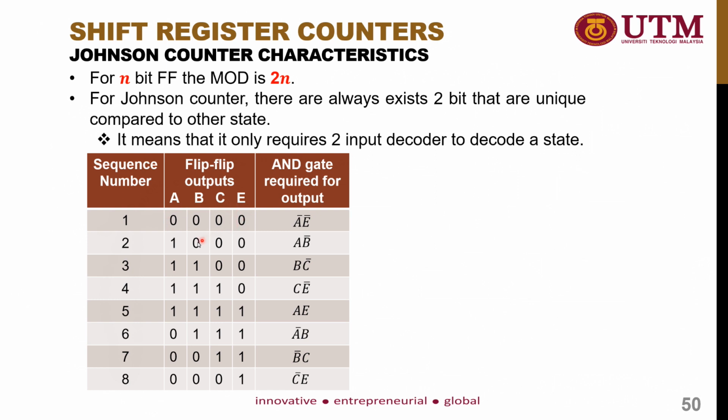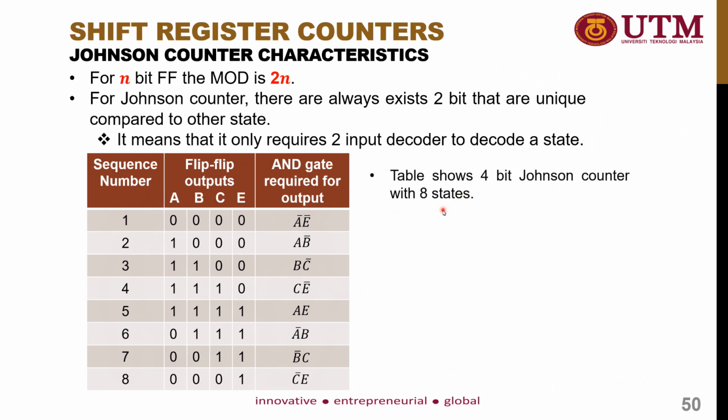And then for the second state, we have the unique state of A and B. When A is equal to 1, it will become A, and B is equal to 0, so it will become B bar, so A, B bar. Similarly for the 3rd, 4th, 5th, 6th, 7th, and 8th. So each sequence has unique states. For Johnson counter, there always exist 2 bits, so only 2 bits are unique. There always exists a 2-bit unique combination inside the sequence, so it only requires a 2-input decoder to decode a state.